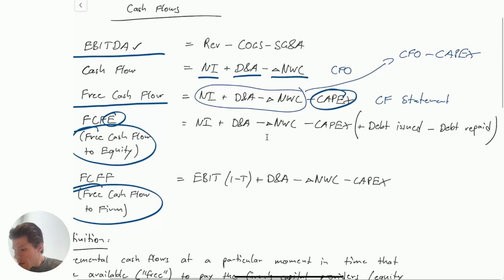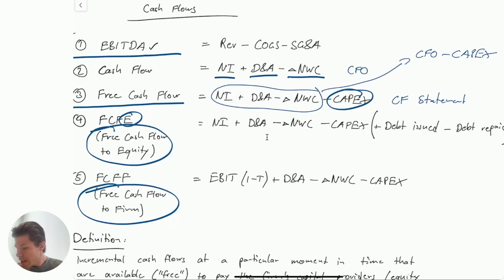What we do for free cash flow to equity is similar. We start with net income. I will explain why in a moment. We add D&A, change in net working capital, and we deduct CapEx.